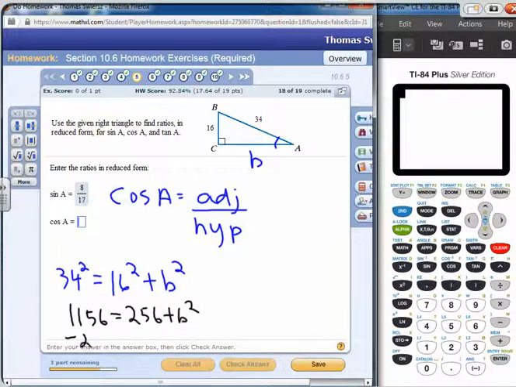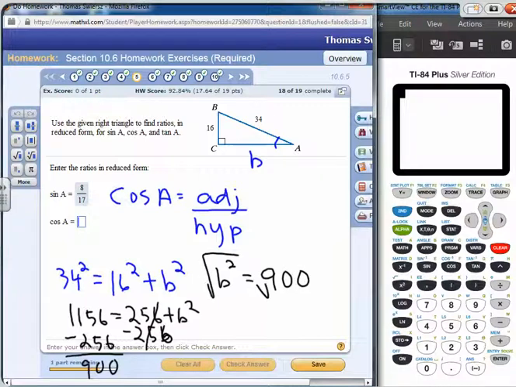So we're going to subtract 256 from both sides. So that cancels here, 256. So we're going to get b squared is equal to 1156 minus 256, which will be exactly 900. Take the square root of both sides. So b is equal to the square root of 900, which is a perfect square, which is 30. So that means the side adjacent to angle A is equal to 30.